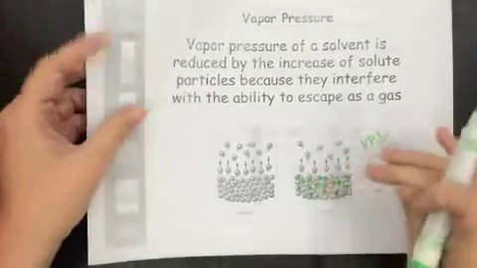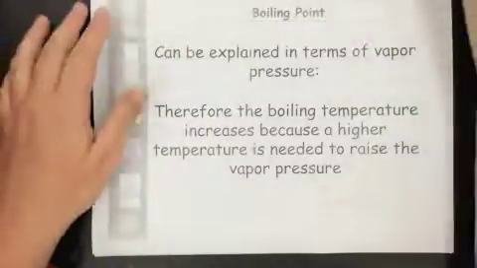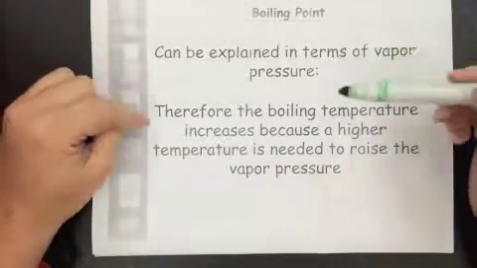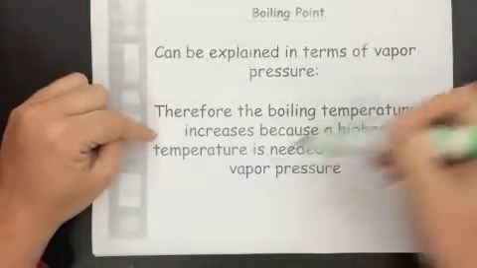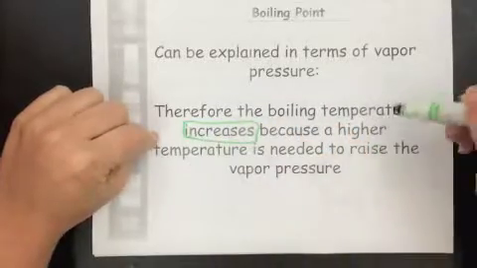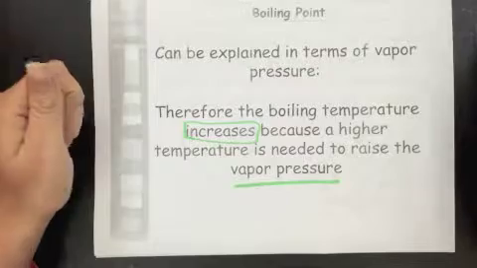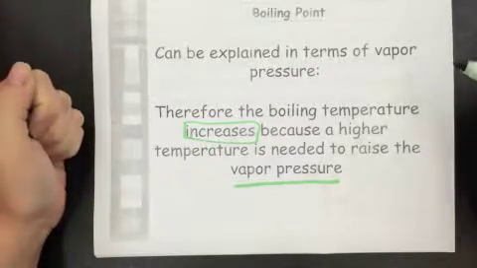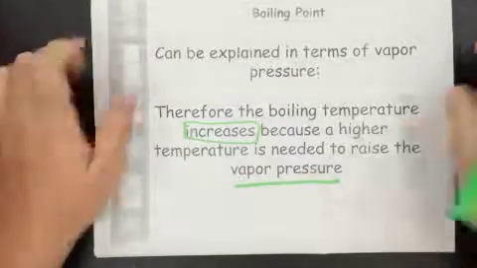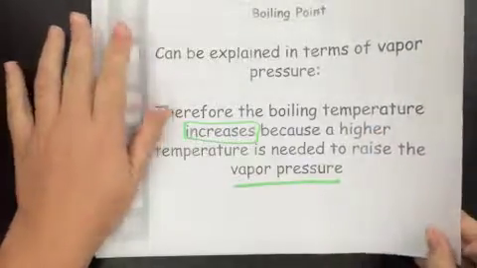Now this exact same reason is why your boiling point also changes. So the boiling temperature increases because a higher temperature is needed to raise the vapor pressure. So you've got to get it to a higher temperature so those solutes can get out of the way and you can get that pressure above what it is.